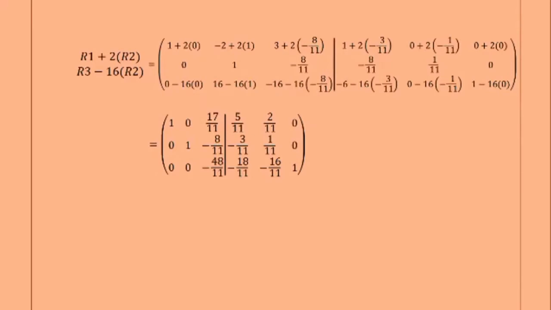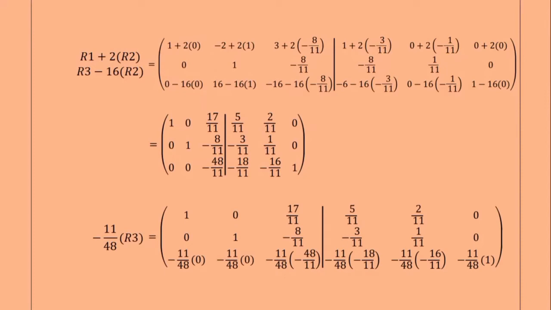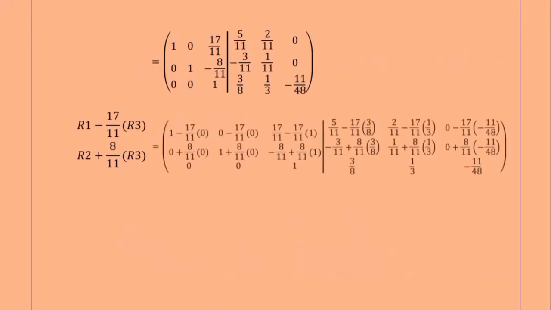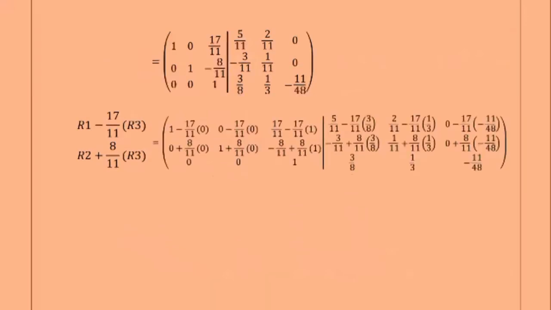In order to make the left-hand side become an identity matrix, we need to make sure the third number in row 3 is equal to 1. Thus, we need to multiply row 3 elements by negative 11 over 48, and we will make the third number in row 1 and row 2 become 0 by taking the row 1 element minus negative 17 over 11 times row 3, and row 2 elements plus 8 over 11 times row 3, and we will obtain this as our working step. A gentle reminder, please be careful while multiplying the elements with fractions because the working step can be quite lengthy.